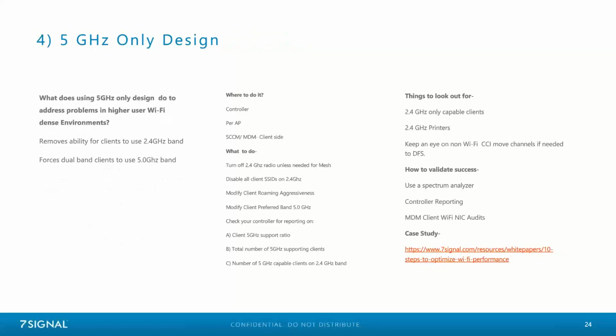So the fourth one is 5 gig only design. So again, what does 5 gig only design do? Well, obviously it reduces the ability for clients to use the 2.4 band, right? And it also forces dual band clients to use the 5 gig band exclusively. You make these changes on the controller or AP depending on your architecture. Then also there's another step. If you have an SCCM or MDM type solution, you can actually push this out through GPO as a policy.